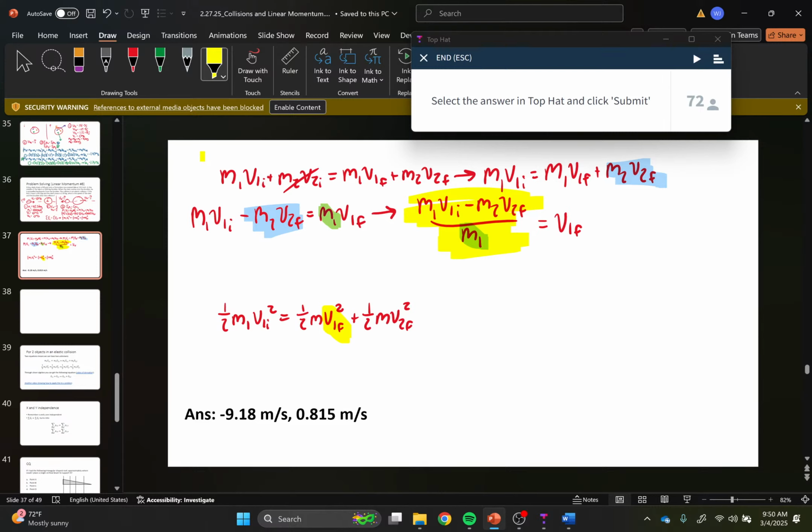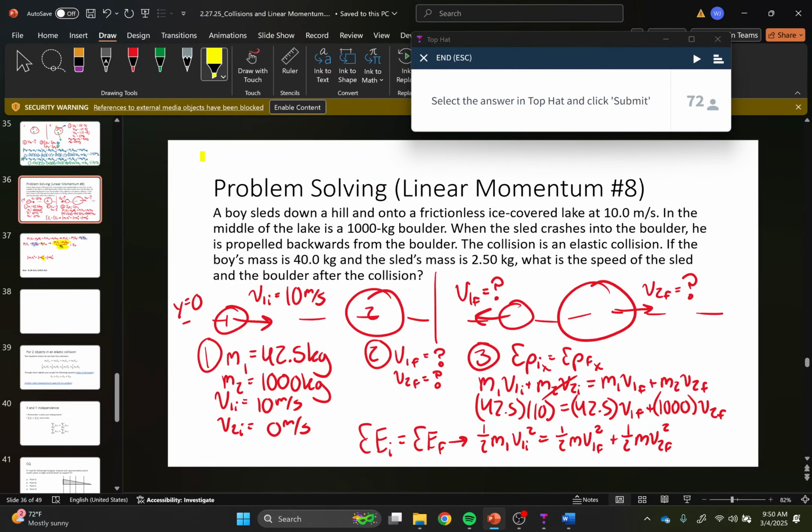What I might ask you to do, though, is ask which of the following is the correct conservation of energy equation for this problem? And then I'd give a bunch of options with these variables. Can you build the equation? That's the skill I need you to know. Can you build conservation of momentum? Can you build conservation of energy? Those are the skills I need you all to have. Okay? So, great. So much fun.